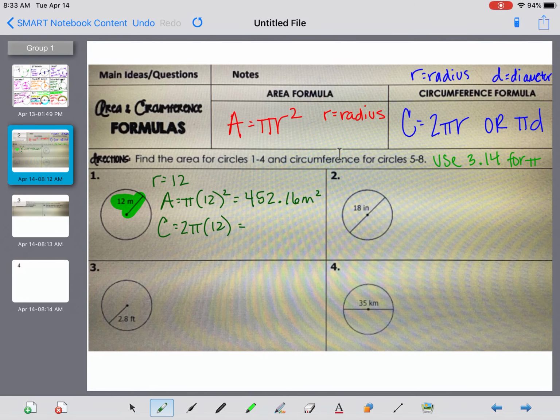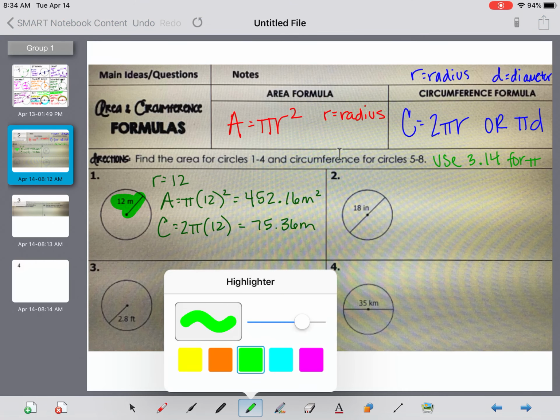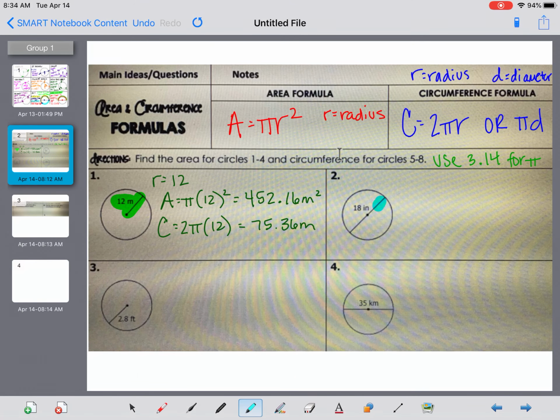And that's meters squared. All right, now let's do circumference. So the circumference is 2 pi r, so 2 times pi times 12. And again, we use 3.14 for pi. And we get 75.36. And that's meters. And that's it.